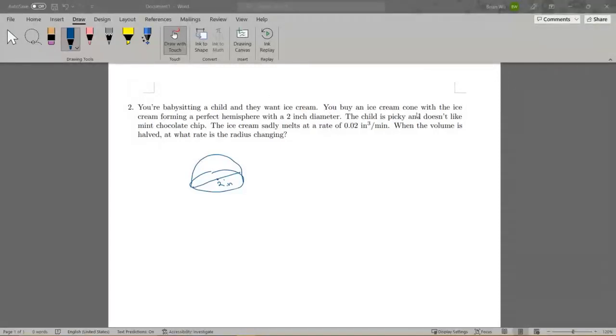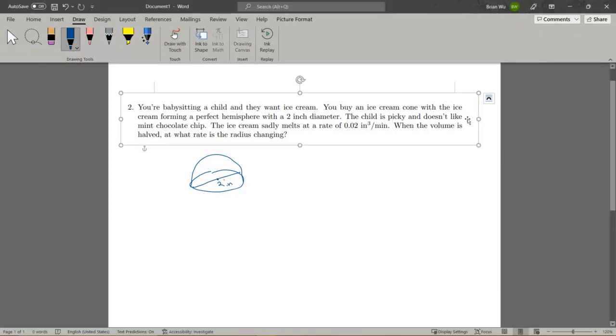Okay. So you buy an ice cream cone with the ice cream forming a perfect hemisphere. That's the hemisphere touch diameter. The child is picky and doesn't like the mint chocolate chip, which is unfortunate because that's a good flavor. Ice cream sadly melts at a rate. So when it says melts, you got to pay attention. We're not always going to give you the sign.